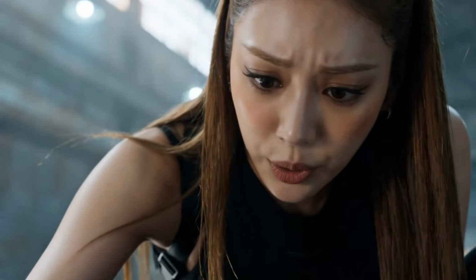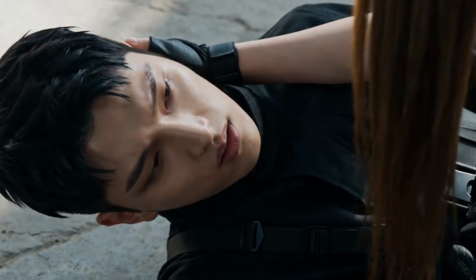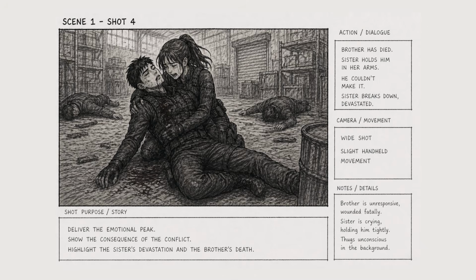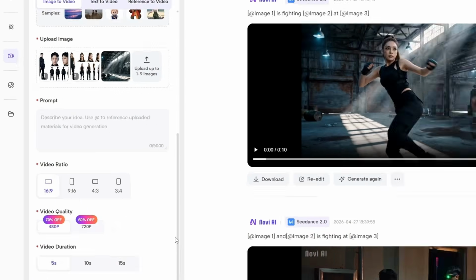Hey, you okay? So right now we want to create our ending over here. The shot would go something like the sister is holding the brother's hand and then the brother is weak and then the brother just fades out and passed away. That is what I have in mind. So let's try to prompt this.